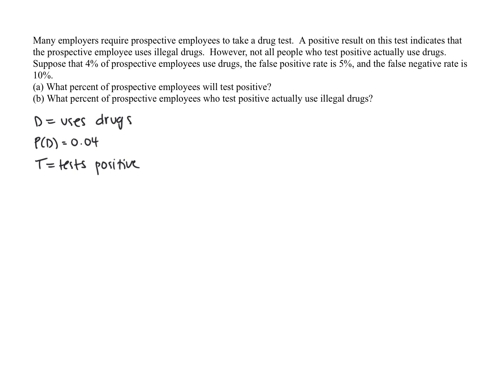Complementary. Okay, so false positive, again, means the person tested positive, but they don't use drugs. So that is that 5%. False negative, they tested negative, but they do use drugs. That is 10%. So this is all the information that we are given. And we need to know what percent will test positive. So this is what we're looking for.